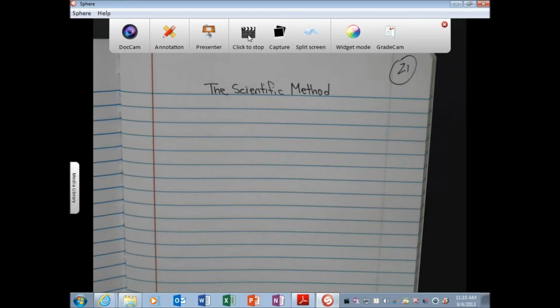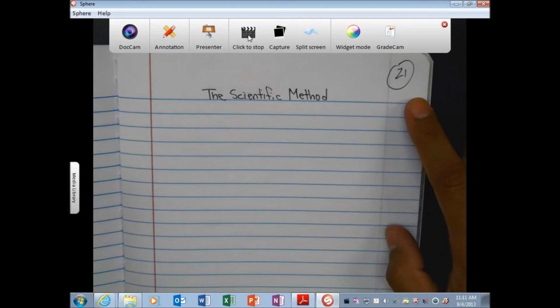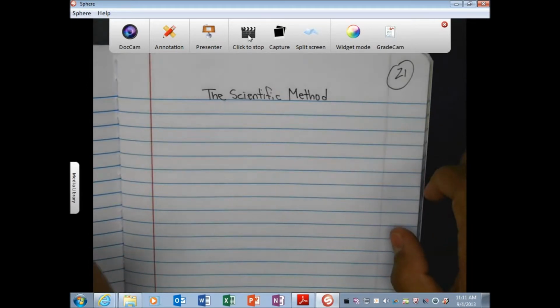Make sure you look at your instructions in Edmodo to figure out what page you're supposed to be writing this on. Today I'm going to be using page 21, but make sure again to look at the instructions on Edmodo to see what page you should be putting it on.